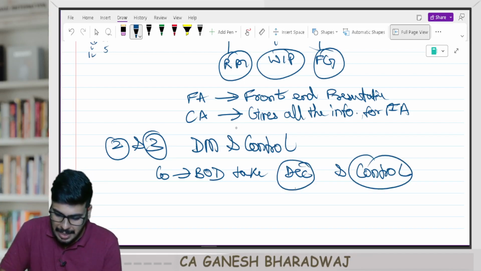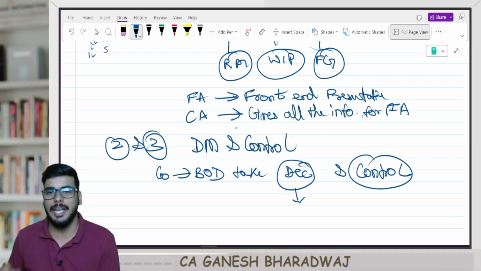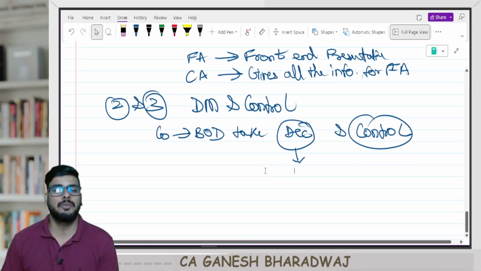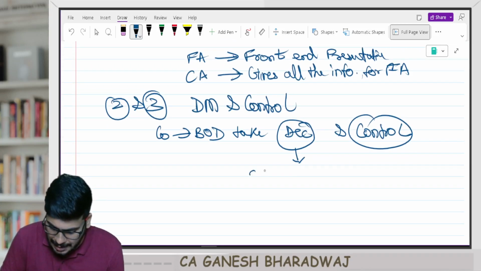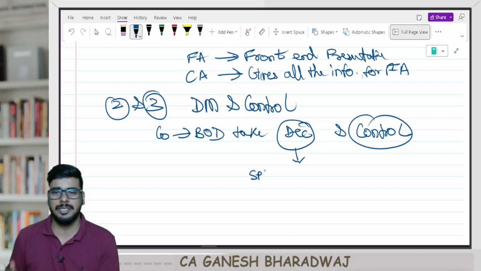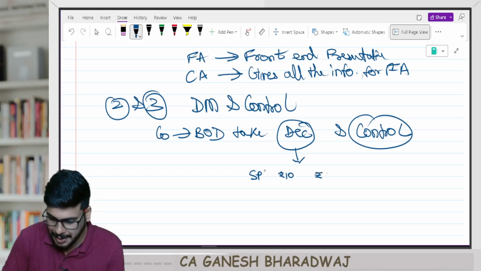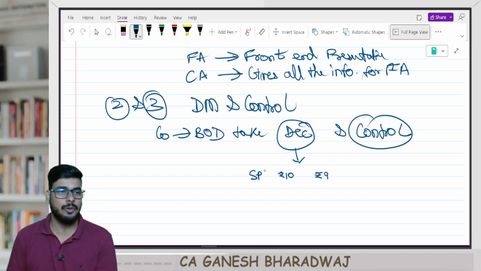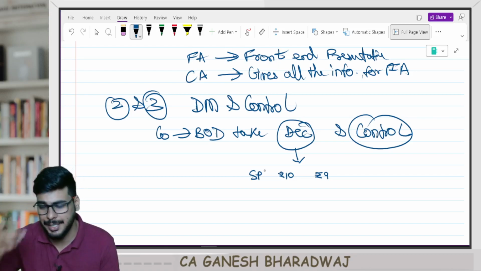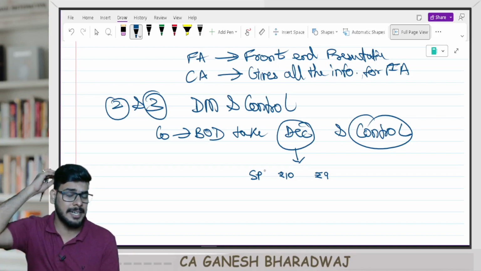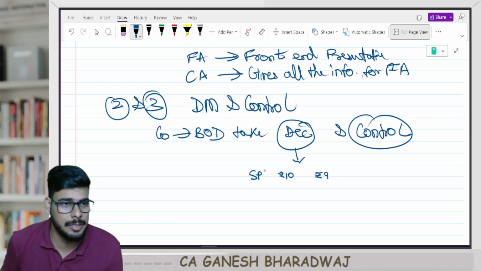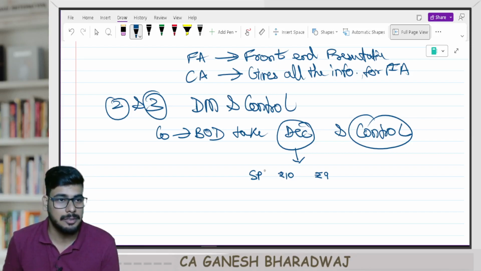Decision making, I will give you an example. There is a question for this company about the selling price. Should I fix the selling price as rupees 10 or should I fix the selling price as rupees 9? This company is going to take a decision. Which one should I fix?